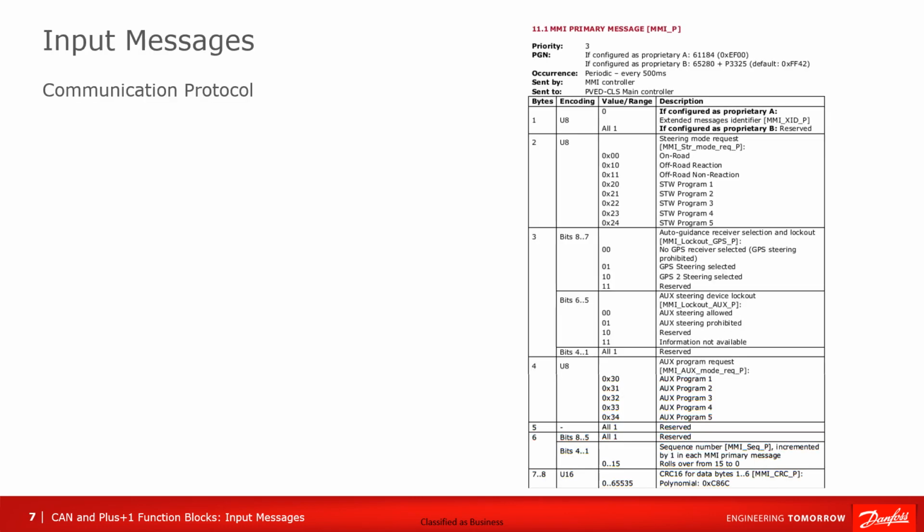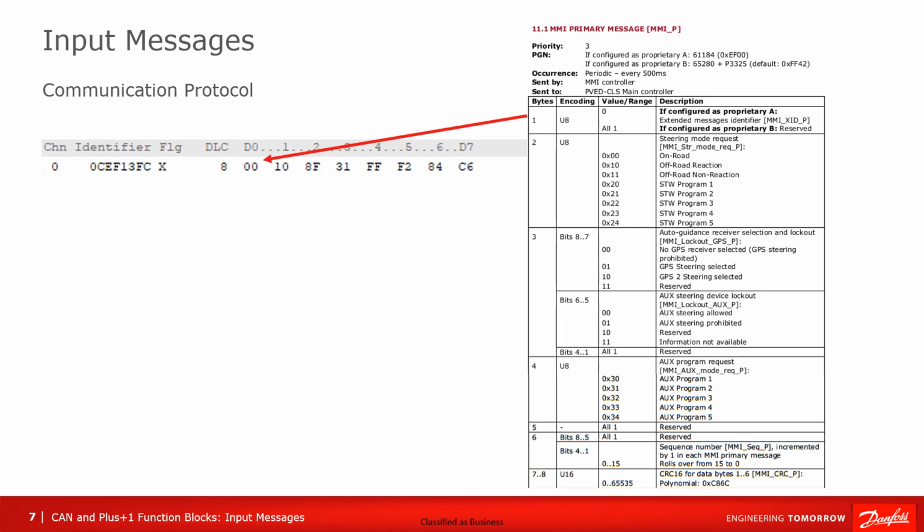Taking a closer look at the MMI messages, we can use this table to find and break down the bytes in an MMI CAN message. Using the CAN monitor in the service tool, we can find the CAN message with the identifier that matches that in the communication protocol. Each byte in the CAN message corresponds to a byte on the chart. For example, the first byte on the chart refers to the byte in the 0 position, and the second byte on the chart refers to the byte in the 1 position, and so on.